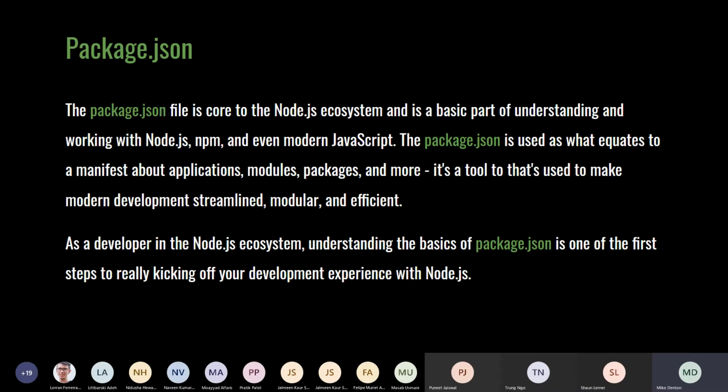So this file is the core to the ecosystem of Node. It's a basic part of understanding and working in Node, NPM, and even modern JavaScript. You need this package.json. What it equates to is a manifest. The manifest about that application, the modules, the packages, and more. It's a tool that's used to make modern development streamlined, modular, and efficient. So keyword is manifest. You're going to hear that quite a bit.